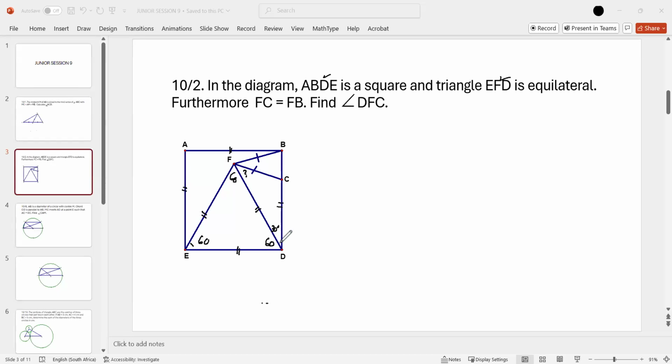One of them is 60. So at least now we got one angle in this triangle. If we know another angle, then we can work out that one. So we are nearly there. Now, where do we proceed from here?